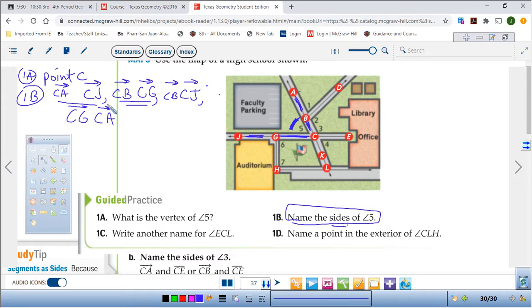Any other ones? What do y'all think? Any other ones? Anybody? Cricket? Going once, going twice? Could you name them with the line segments? Yeah, why not? Since those are the rays, couldn't I say line segment CB and line segment CG?